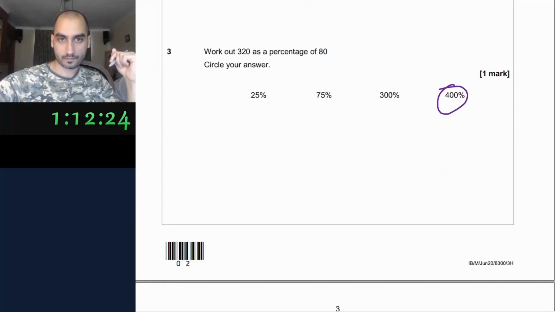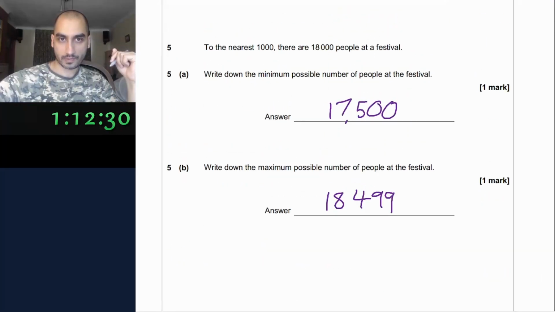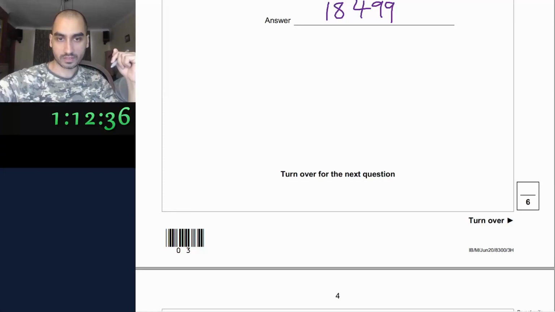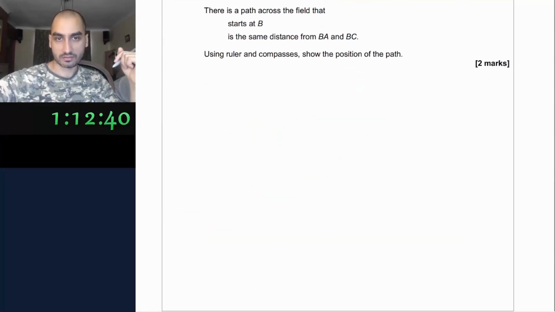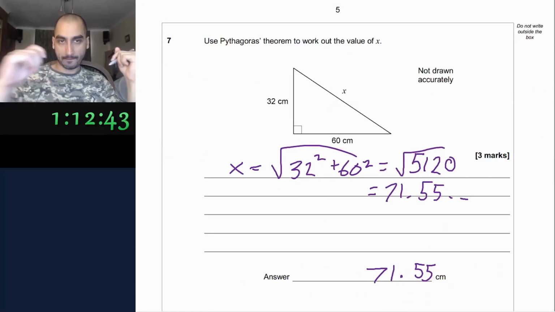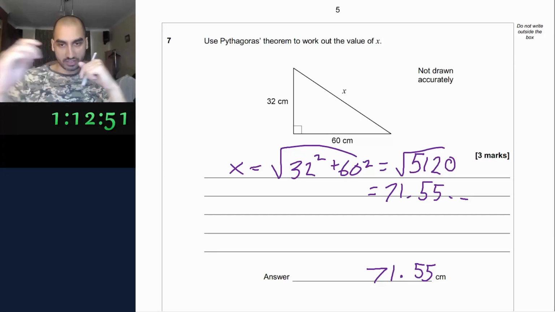Yep. Round to the nearest 1,000, minimum 7,500, 17,500. Yep. 99. That uses ruler and compass. I think that's good enough. Yep. Should double check that calculation.